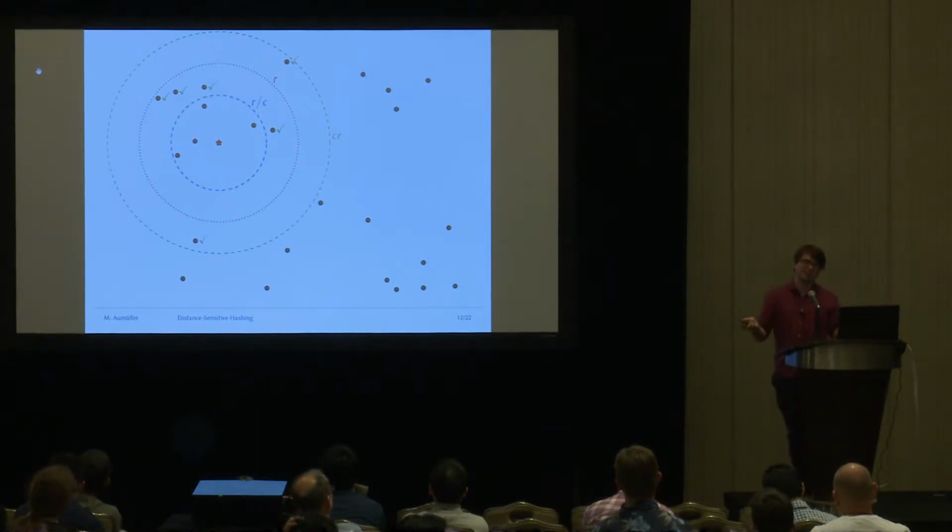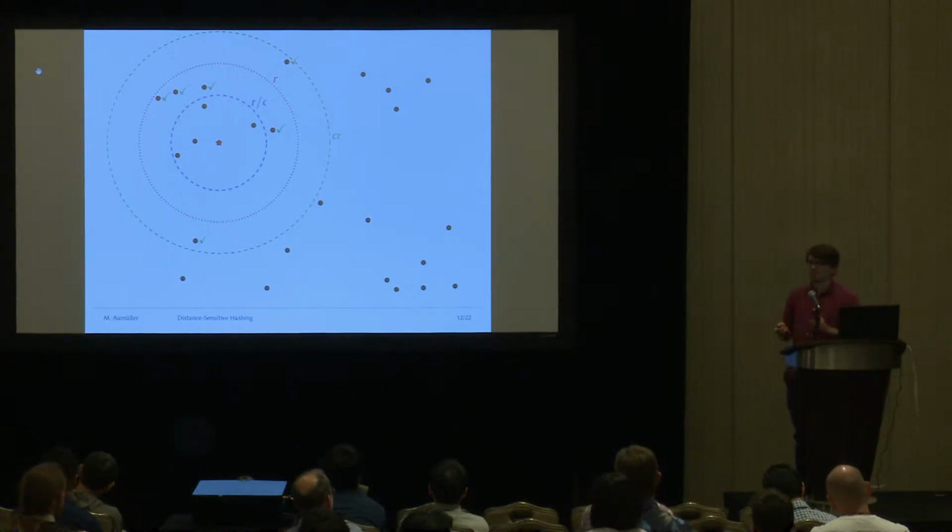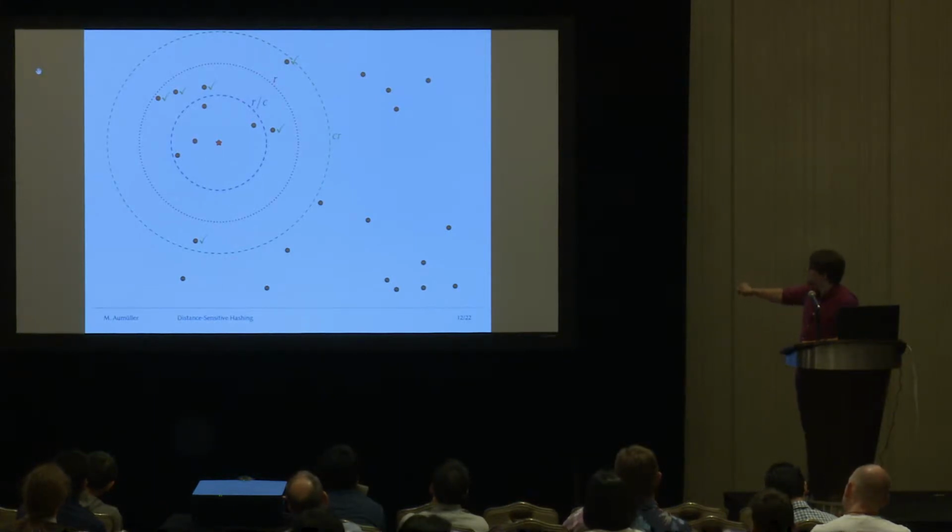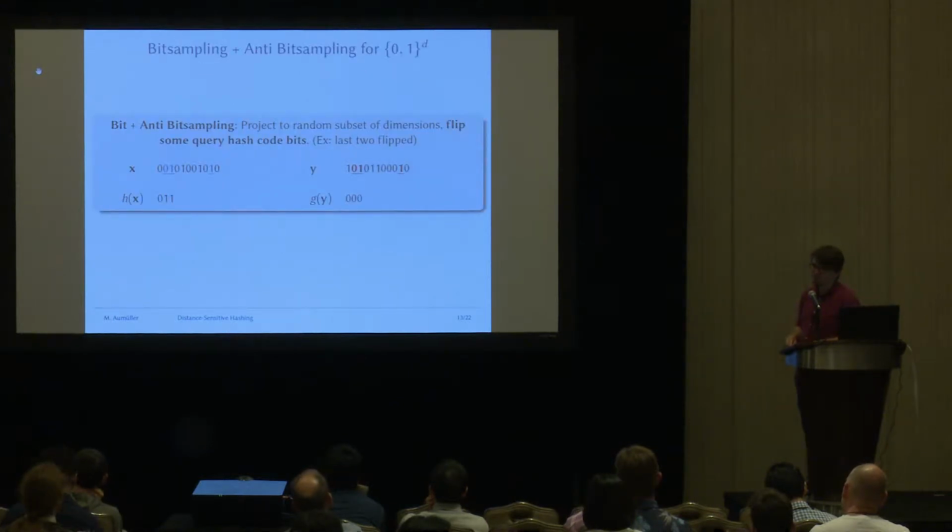Now I gave you two examples. I gave you an example where we were able to return close points. I gave you an example where we were able to return faraway points. We are interested in those points here in the annulus. And the solution is just going to be we combine those two hash functions from before in a certain way. So what we do is we combine bit and anti-bit sampling.